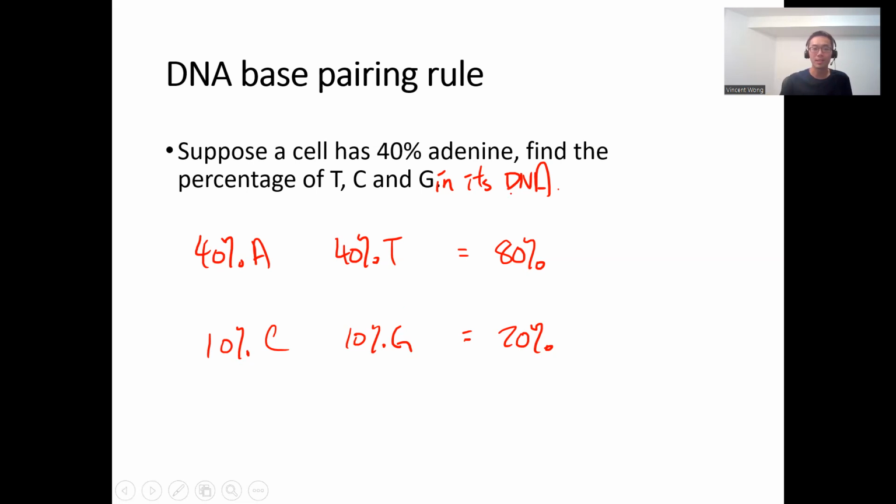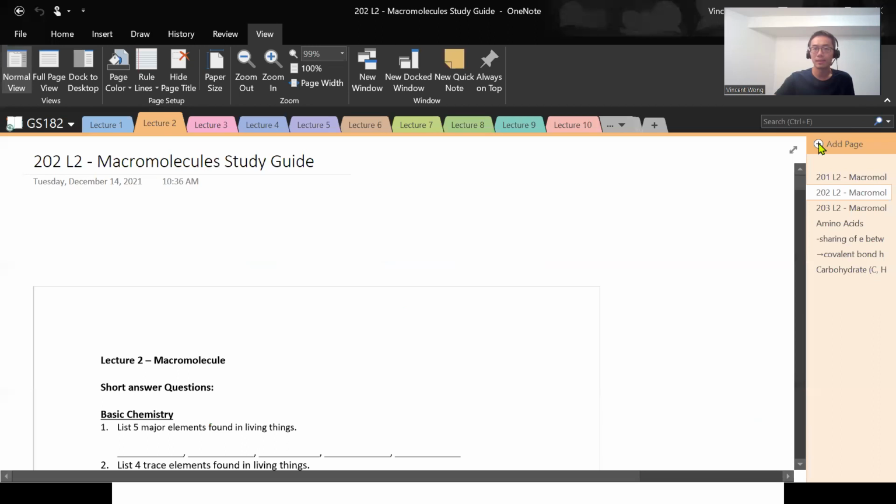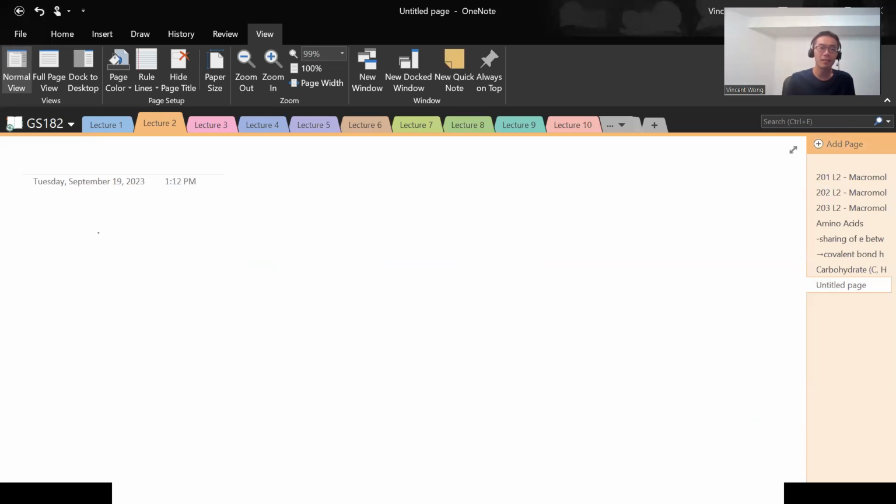Let's try different numbers. Okay, let's say we have 35% C. Okay, 35% C. We're going to find the rest, people. So, if I have 35% C, Tahib, maybe you can help me out here. What else is 35%? What else is 35%?